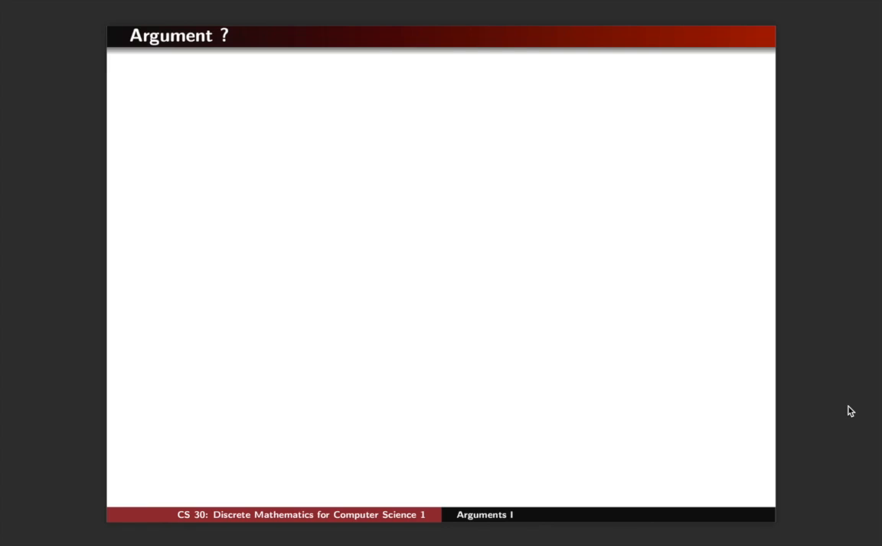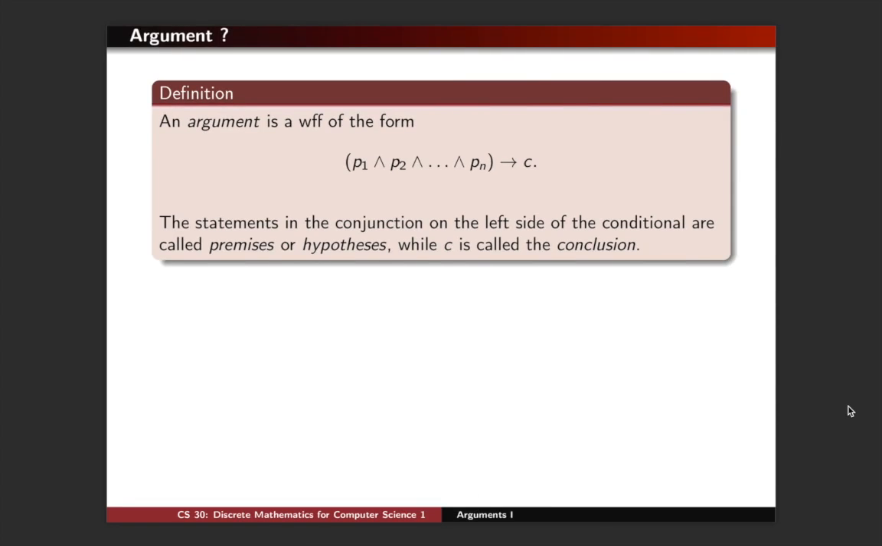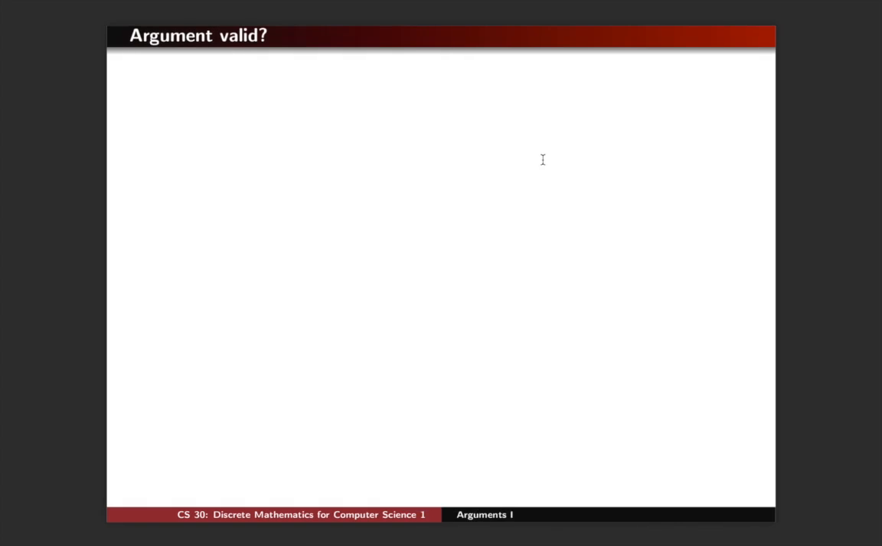Let us formalize what we know so far. An argument is a well-formed formula having the following form. So here we have a conjunction of statements that imply some conclusion. Following the terms for conditional, we will also call this premises, and this is the conclusion. How do we know if an argument is valid? An argument is valid if it is a tautology. So this means for all truth combinations of the premises and conclusion, the argument is always true.